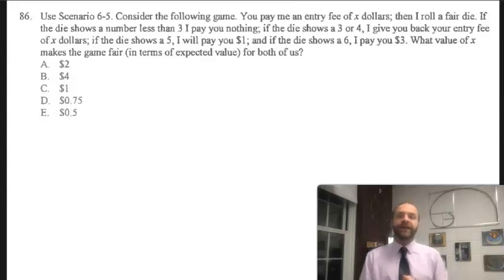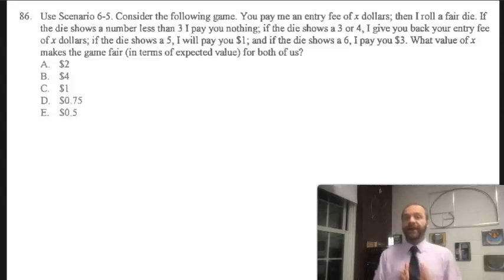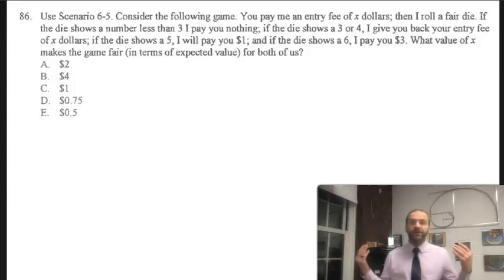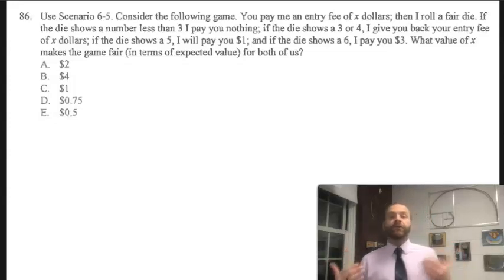And you're told that if that die rolls a number less than a 3, which means 1 or a 2, then we get paid nothing. What that means is you paid X dollars to play, you roll a 1 or a 2, you walk away, you lost your X dollars. Now, if you roll a 3 or 4, they're going to give you your money back. So you paid X dollars to play, you rolled a 3 or 4, they give you back your X dollars, you broke even. Then you roll a 5, they'll pay you $1.